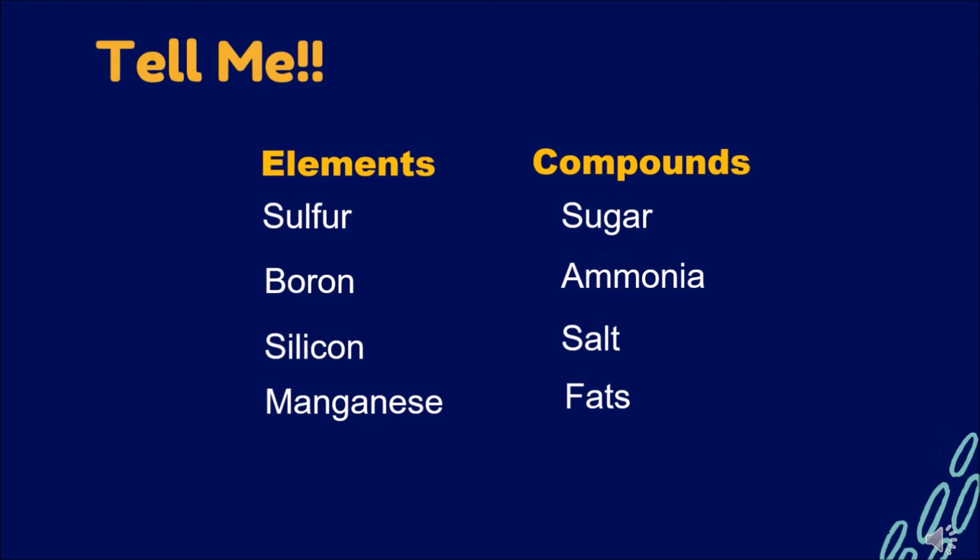Now let's see if we have the right answers. So we have the left side for elements and the right side for compounds. And under the elements, we have sulfur, boron, silicon, and manganese. Then for the compounds, it's sugar, ammonia, salt, and fats.